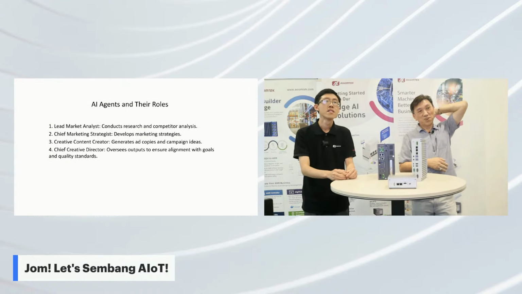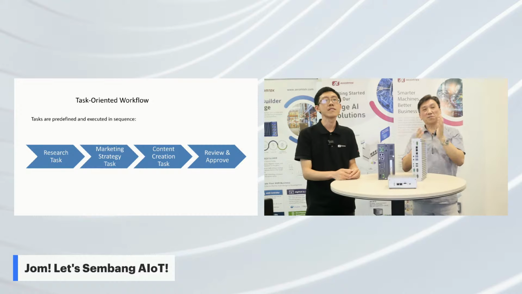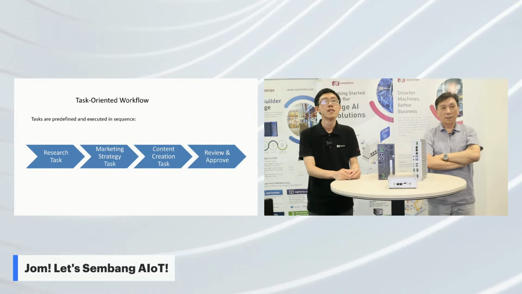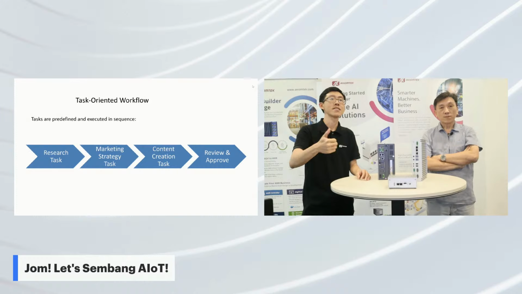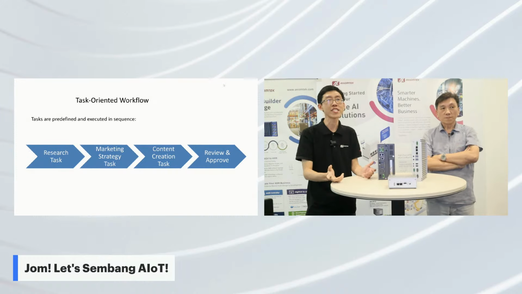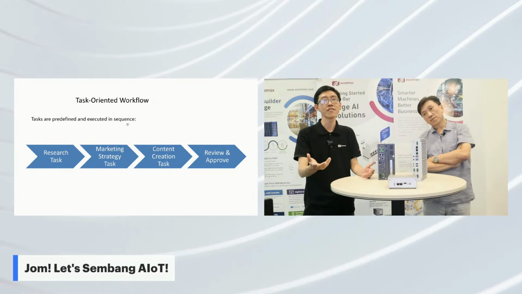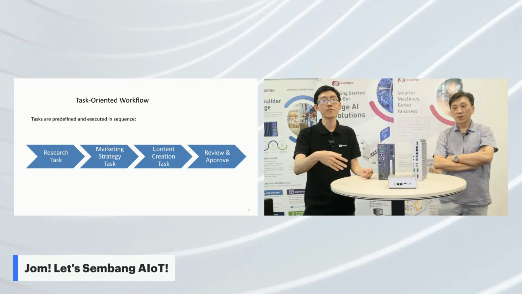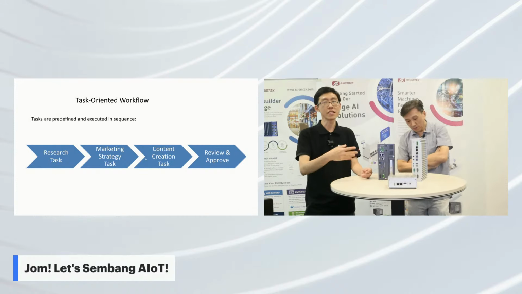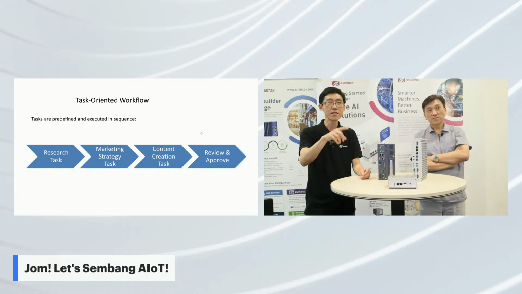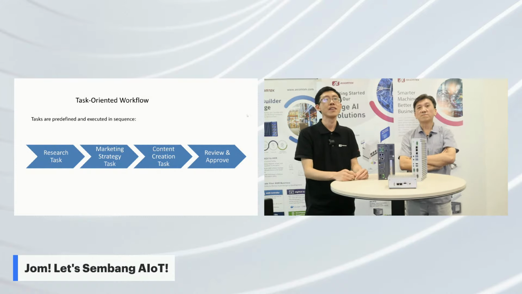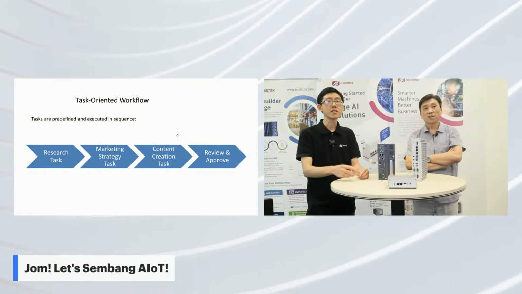Let's move on. Okay, we can cover that part. Like just now, we said the task is everything running in sequence. The first one is the research task, and then the marketing strategy task, then the content creation, and the last one, the director will review and approve everything. If everything is okay. If not okay, then it will go back to the first step until the last step is okay. So it's a task-oriented workflow.